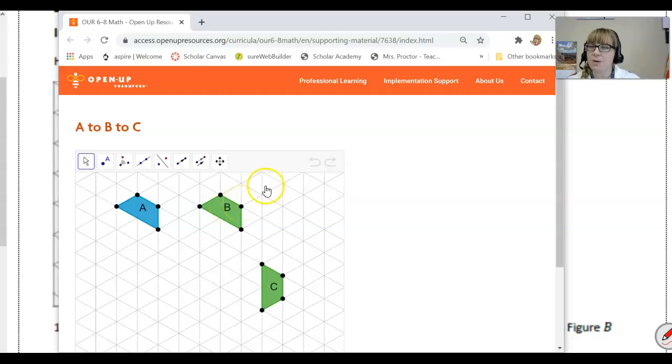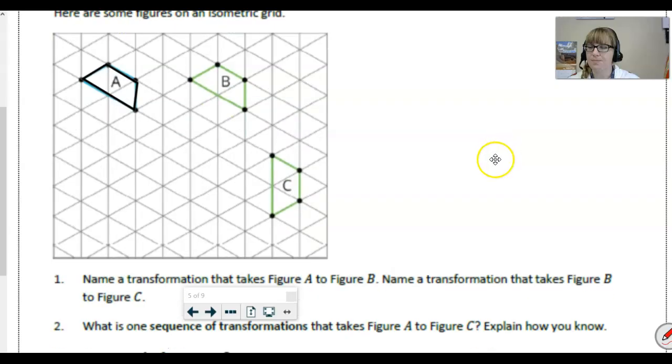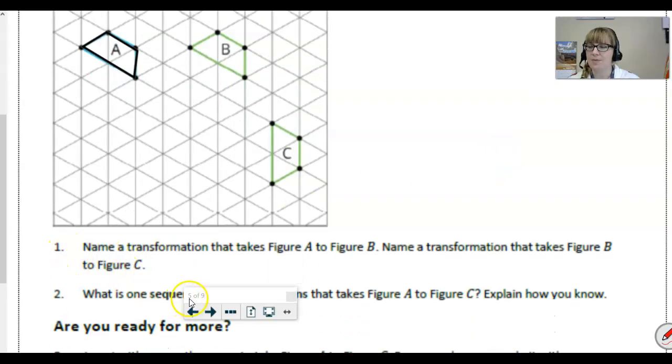There's a couple of different ways that we can do that. It's not just through a translation. See if you can explore other ways of getting there. So how can we move figure A to B, and then how can we move figure B to C? That's going to answer question 1.